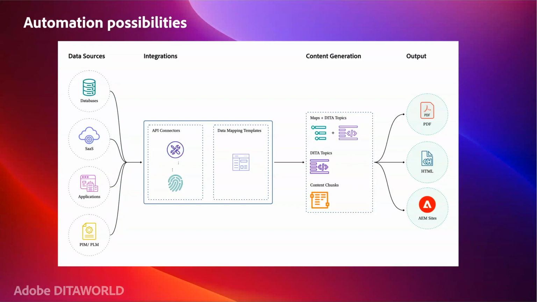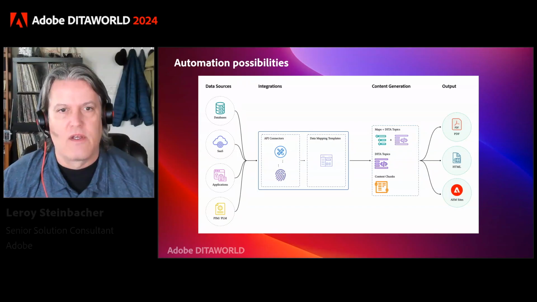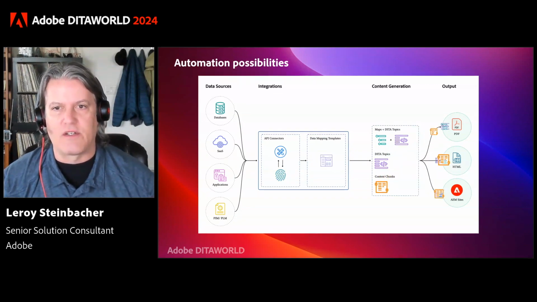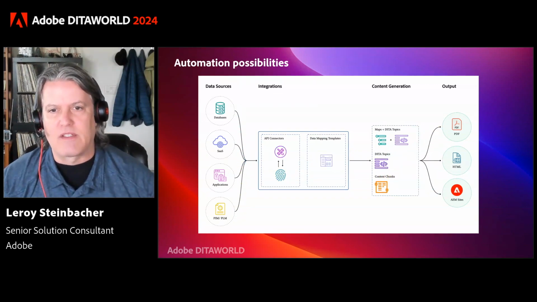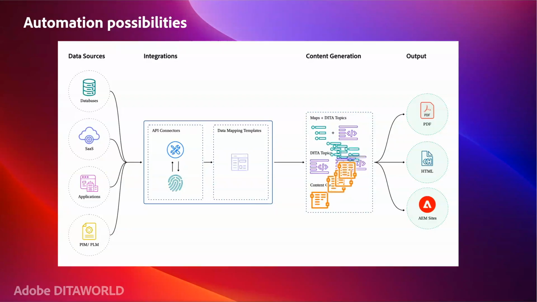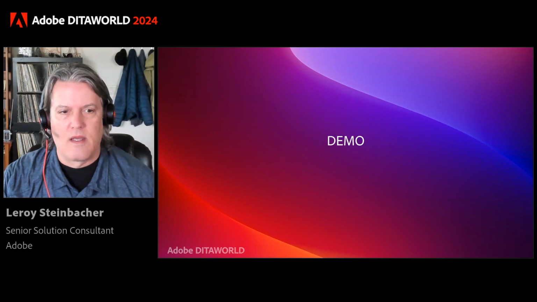So here's an animation showing the automation possibilities. You can see here on the left-hand side all your data source information coming into your connectors, and once you have the updated data, that will go through the mapping templates that will push that content into your data topics. Your data topics can reuse that content in a number of different ways, to content reference or maybe chunking some content, and then you can publish that to PDF, HTML, or AEM sites. And now let's switch over.